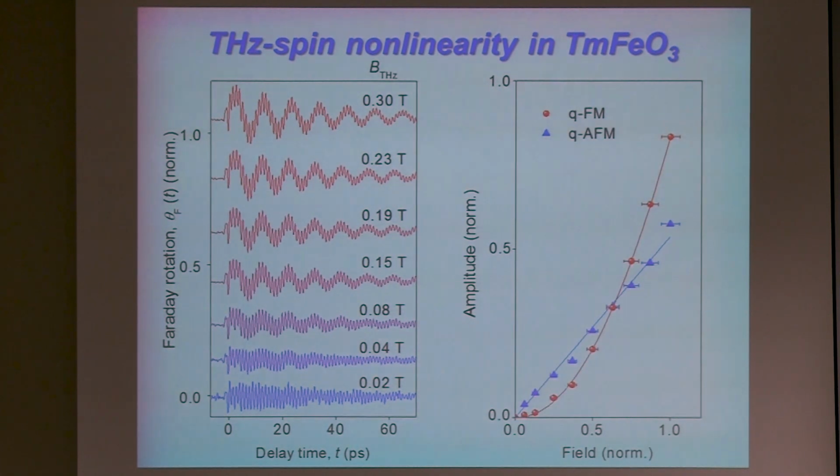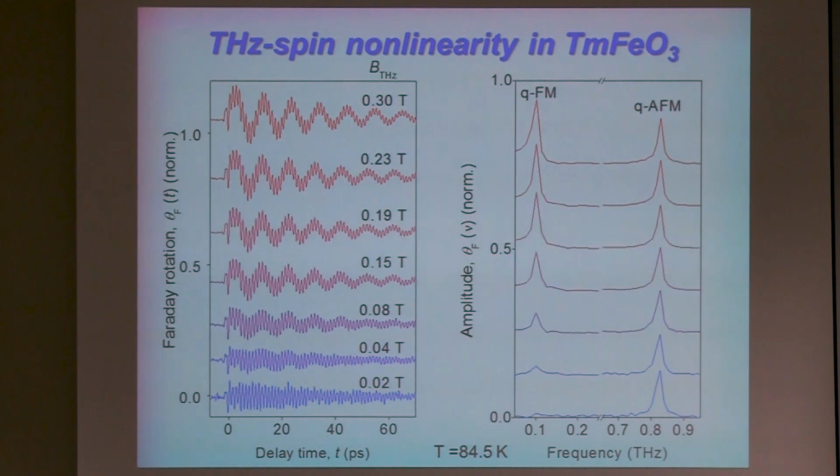We can even plot the amplitudes of both these modes as a function of the driving field, and as you can see, the quasi-ferromagnetic mode demonstrates a clear nonlinear behavior. How do you discern this pumping effect from the temperature effect? Because if you increase the power of this pulse, then you increase the heating itself. So that will be discussed anyway.